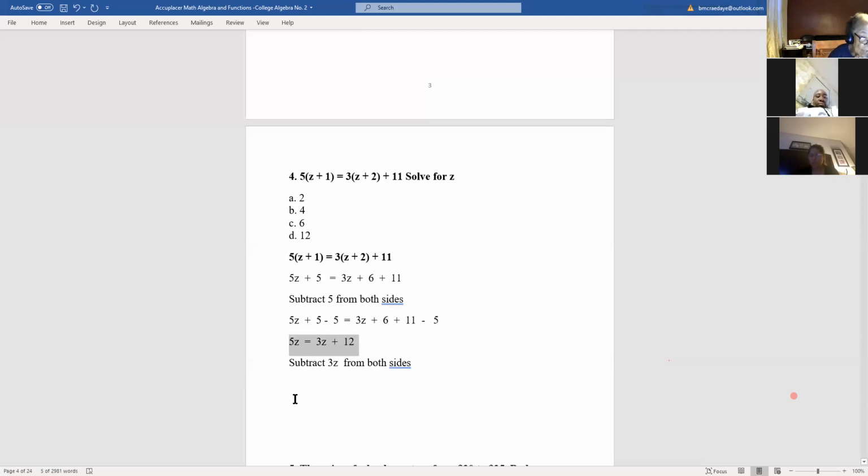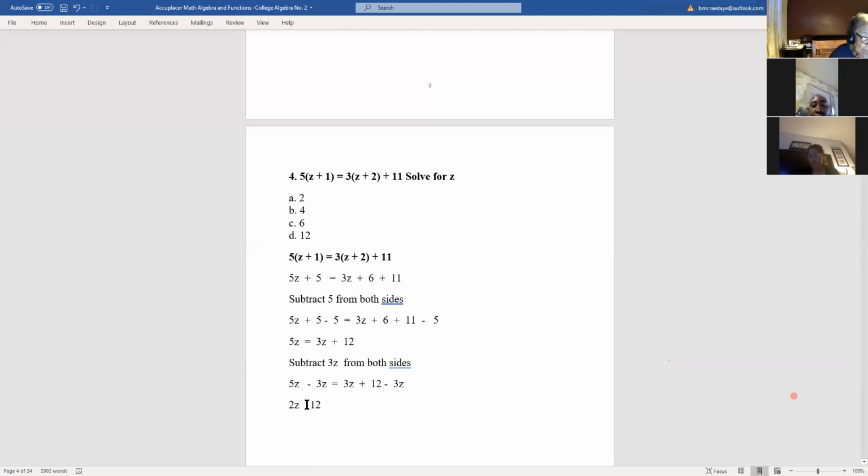What do we have left, Toya? 2z plus 12. So we're subtracting 3z from both sides. On the left, you'll have what? 2z. And what would you have on the right? 12. All right. Now you know your answer, right?